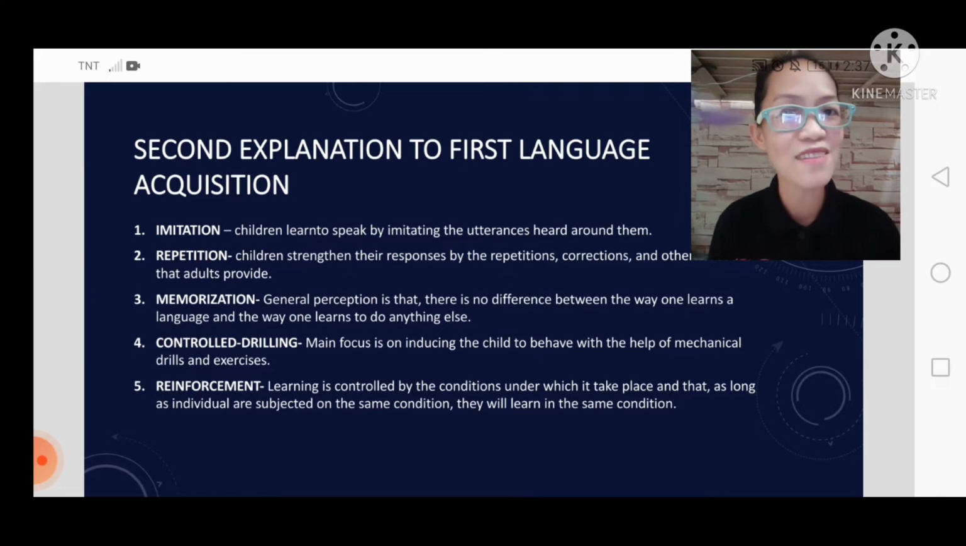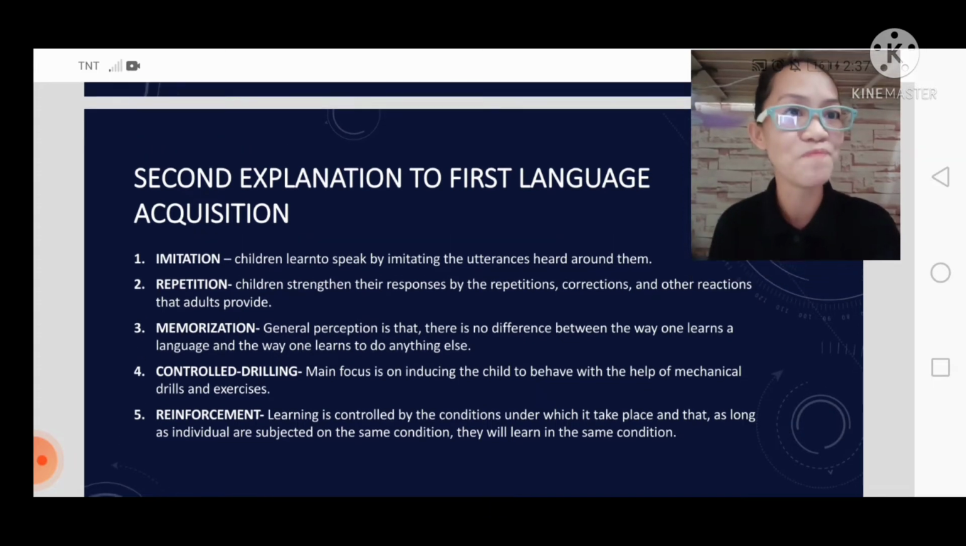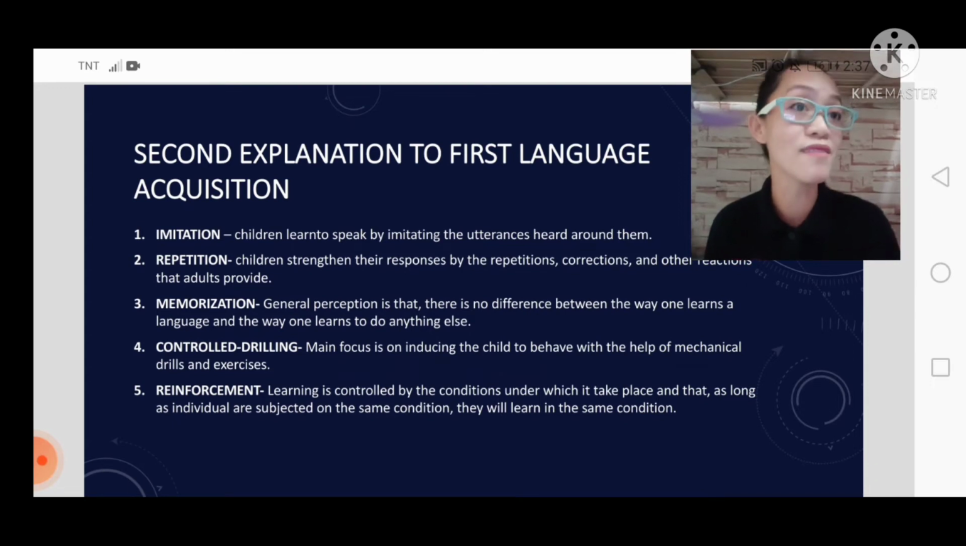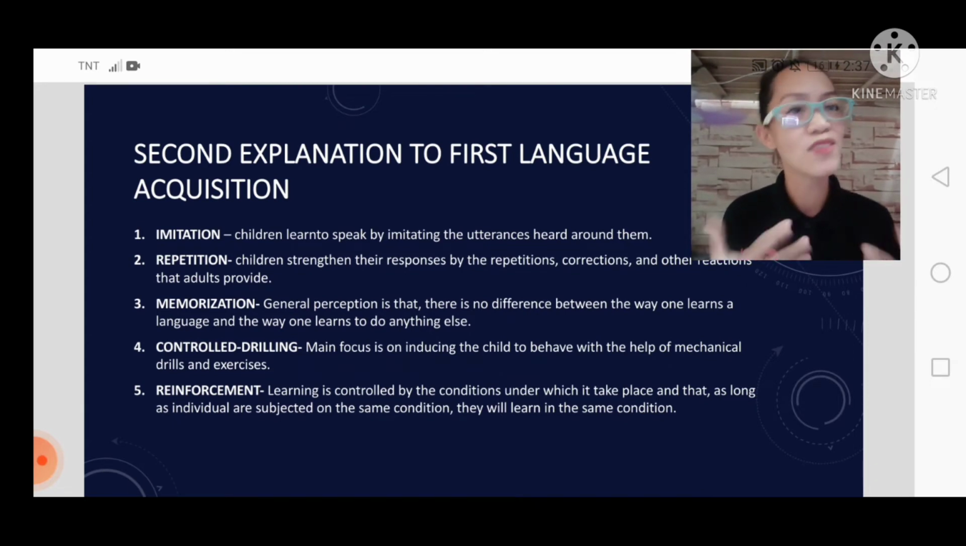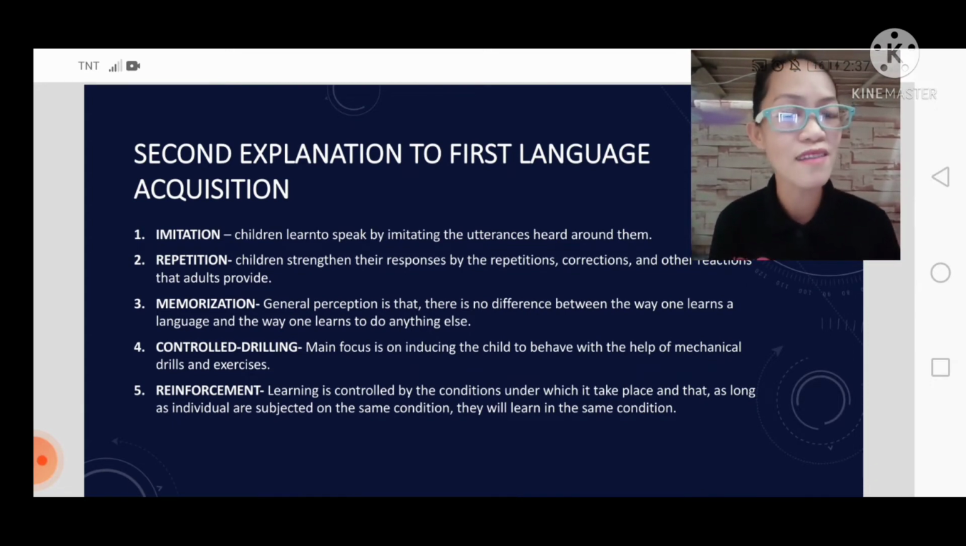The second is repetition. Children strengthen their responses through repetitions, corrections, and other reactions that adults provide. When children learn a language from their parents, there is repetition, and then corrections. The parents, the adults, are going to correct the child.